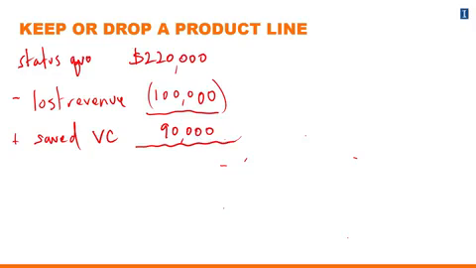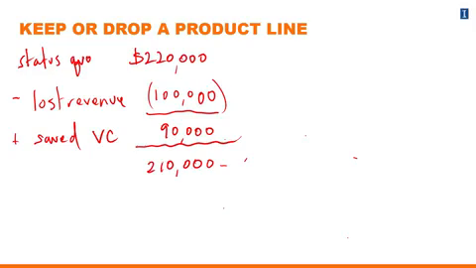So taking into account just these items, the status quo is changed. It's $220,000 is what we were earning with product line C. If we were to eliminate it, we would lose the revenue of $100,000 but save $90,000 in variable costs. So that's a net impact of $210,000. The manager would say, this is not complete.